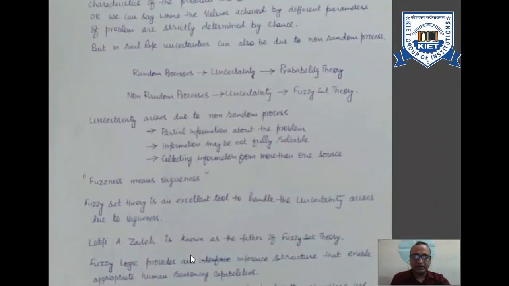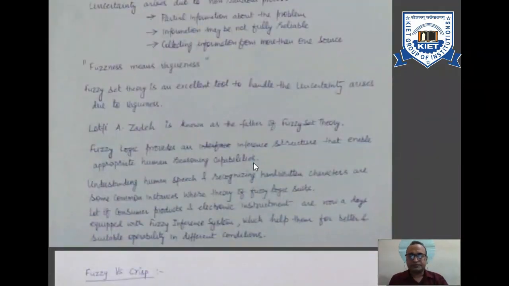Here, friends, I'm showing you that this uncertainty can be due to partial information about the problem. For example, we do not have the complete information of the problem, so uncertainty may be there. Or suppose you are gathering information from different sources which are not reliable, so imprecision can be due to this reason also. Or you are collecting information from more than one source, so uncertainty can be there. Now friends, fuzzy set theory is an excellent tool to handle the uncertainty that arises due to vagueness, which we have already discussed.